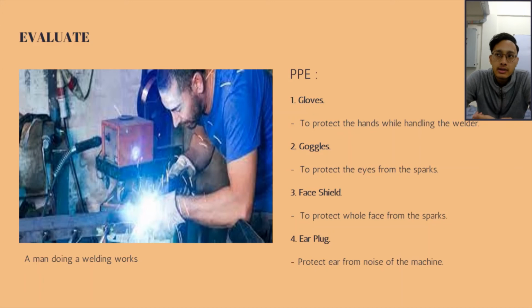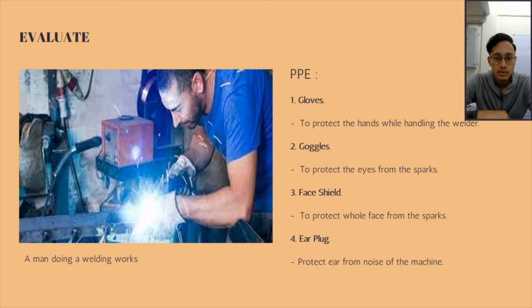So the next situation is here. We see a man doing welding work. Right here we can see that the person is not wearing goggles, but he does use gloves. So the PPE I have listed here is first gloves, because he wears the gloves, right? The glove is used to protect the hands while handling the welder.